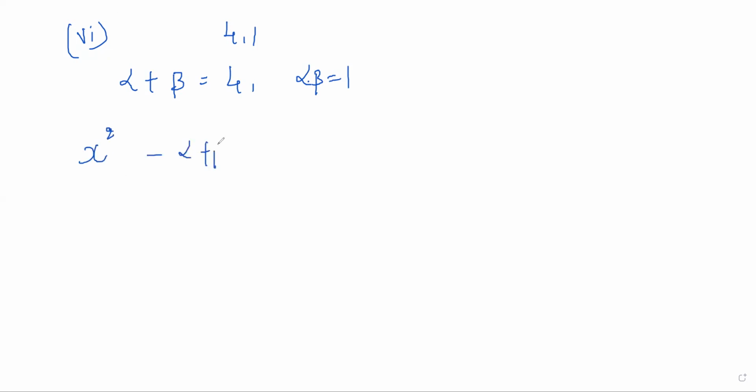And the last one, sixth one is 4 comma 1. So sum of zeros, that is alpha plus beta, is 4. Alpha into beta is equal to 1. And the polynomial is x square minus (alpha plus beta) into x plus alpha into beta is equal to 0. X square as it is, minus 4x plus 1 is equal to 0. So this is the quadratic polynomial.